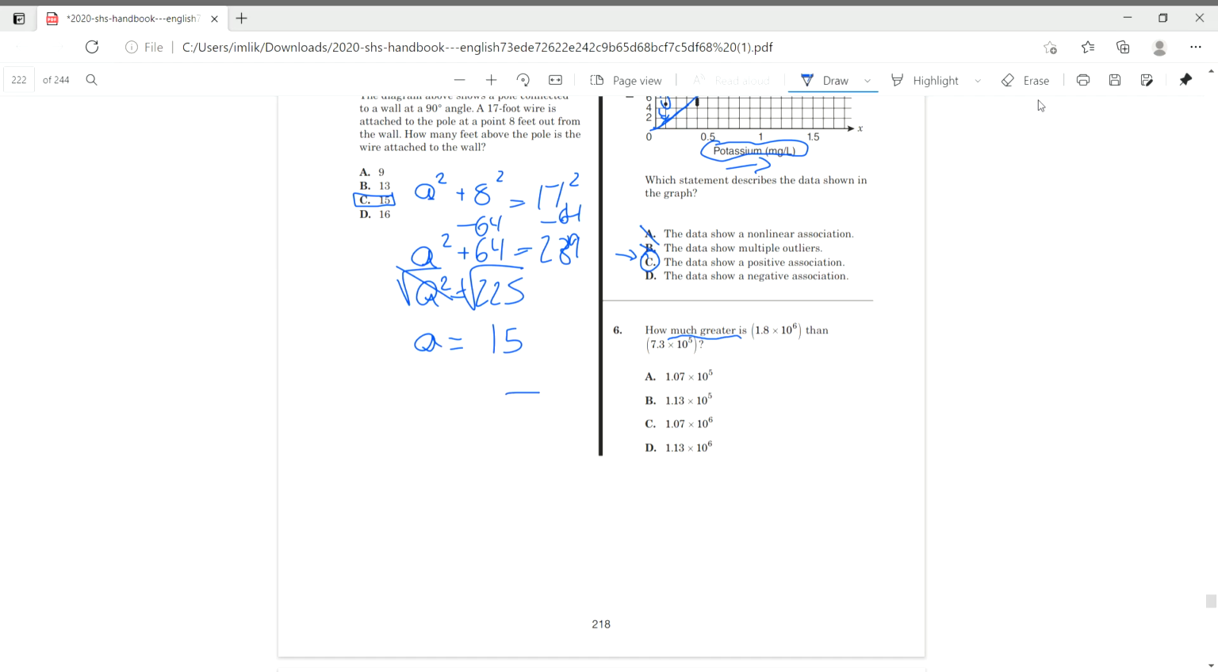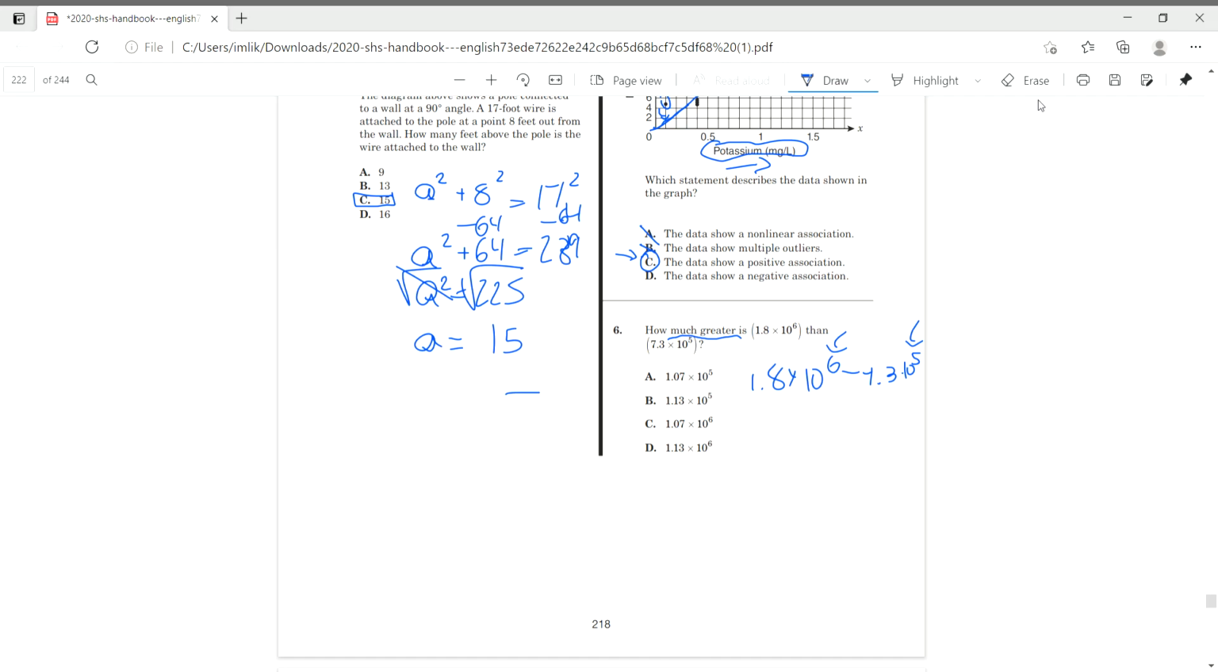How many times greater would mean that we have to divide them. So keep that in mind. So now we know what we're going to do. We have to do 1.8 times 10 to the power of 6 minus 7.3 times 10 to the power of 5. And when we're working with exponents, these have to be the same in order for us to subtract. So we have to turn 1.8 times 10 to the power of 6 into 5, or we can turn 7.3 times 10 to the power of 5 into the power of 6. I think it'll be easier to turn this into the power of 5.